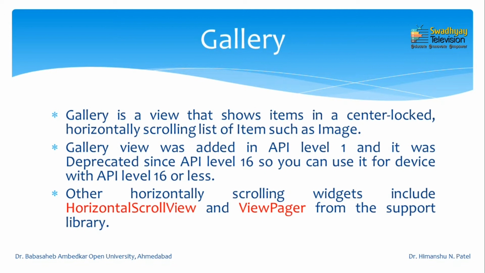Gallery view is a view that shows items in a center-locked, horizontally scrolling list, such as images. In gallery view, we can have different numbers of items, which may be images for example, and it is scrollable. That means, if the items do not fit in your device, you can scroll to view other images also. So, it is a horizontally scrolling list of items and it is center-locked.